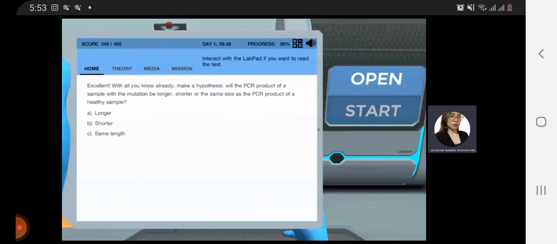Excellent. With all you know already, make a hypothesis. Will the PCR product of a sample with the mutation be longer, shorter, or the same size as the PCR product of a healthy sample?